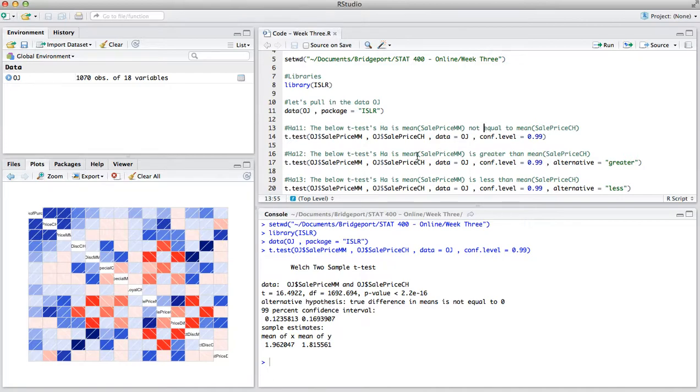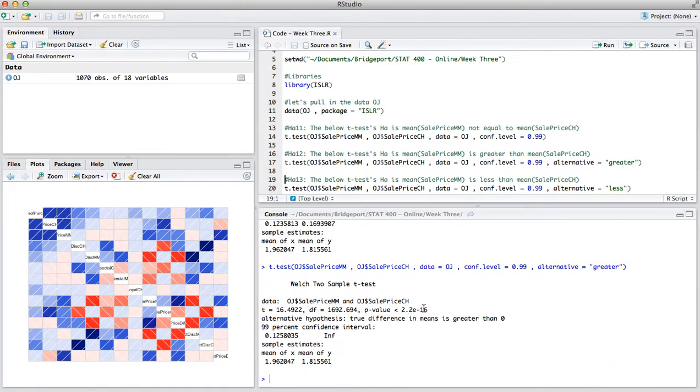So this was great. Now, for the alternative hypothesis, I want to test whether the mean sale price of Minute Maid is greater than the mean sale price of Citrus Hill. I already know that the mean of Minute Maid is greater than Citrus Hill. Now I want to test, is it significantly different? So I'm doing the same t-test I have up here. I pasted it right down here, but I added one more command, alternative greater. Let's run this and see what happens.